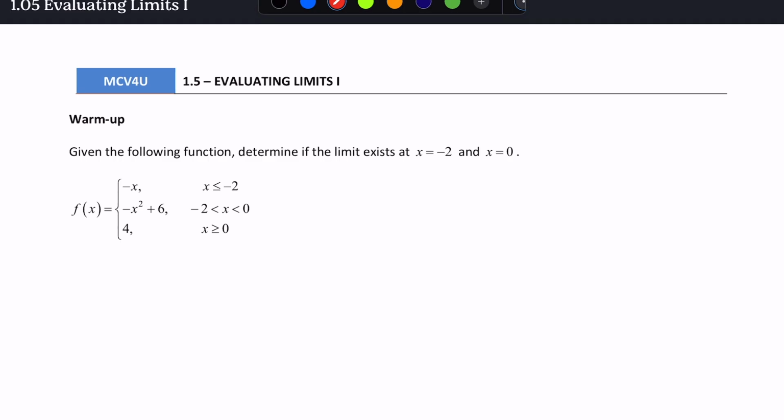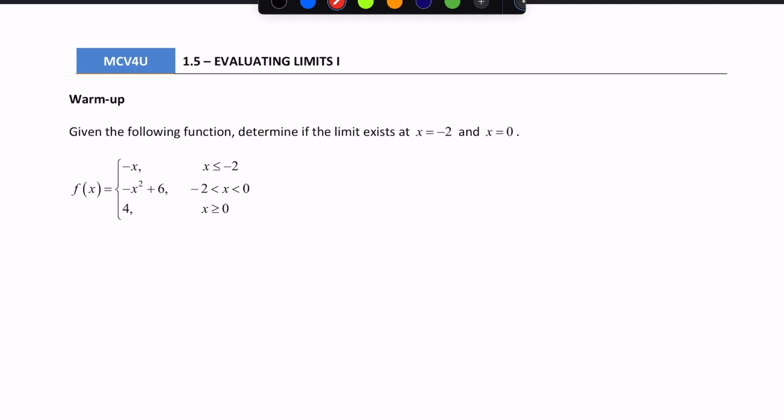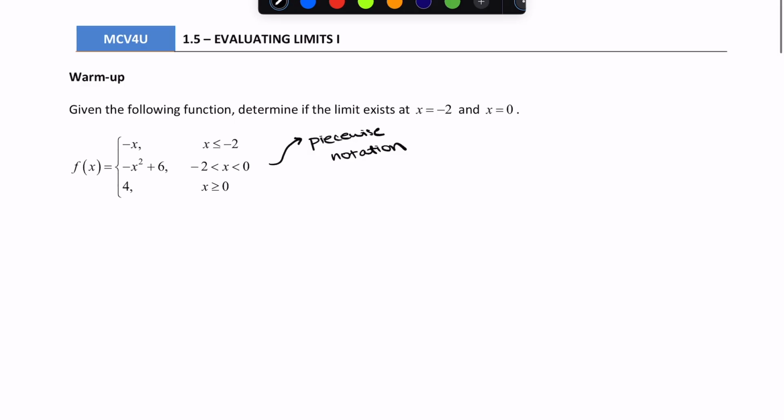So here it says, given the following function, determine if the limit exists at x is equal to -2 and x is equal to 0. If you remember previously, we looked at this idea of piecewise notation, where we split these functions into separate components based on the restrictions that are provided. Okay, so let's take a look at this.